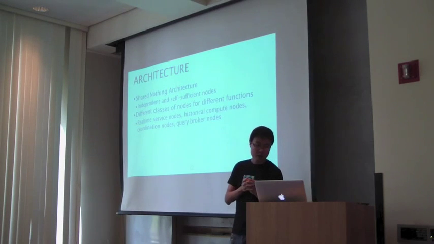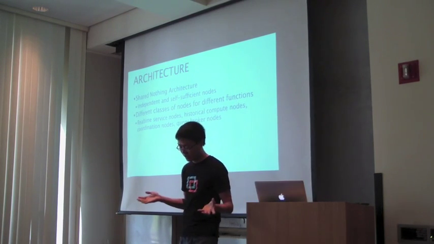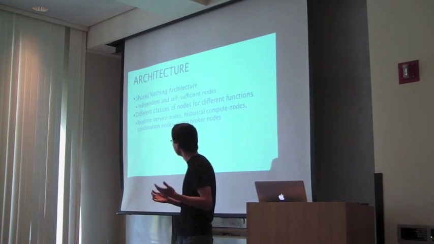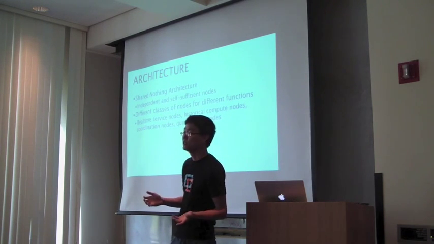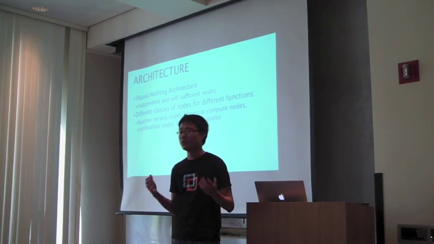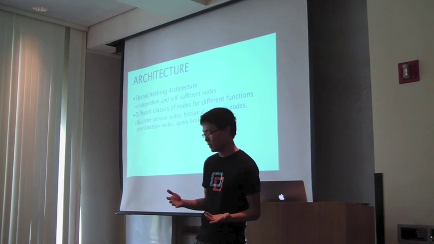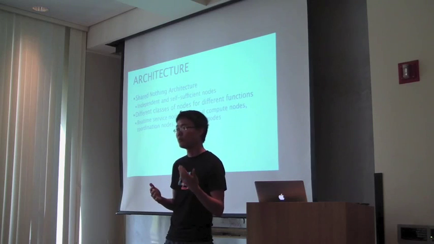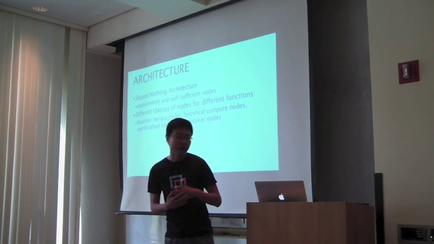Okay, so a brief overview of the architecture of Druid. Druid has a shared nothing architecture. The nodes are independent and self-sufficient. We have several different classes of nodes, and these nodes really serve different types of functions. For example, we have coordination nodes, which are responsible for load balancing, for replication, etc.